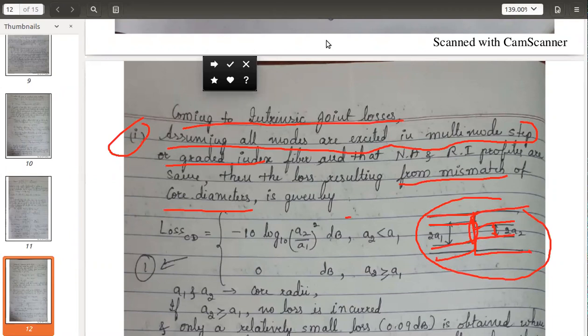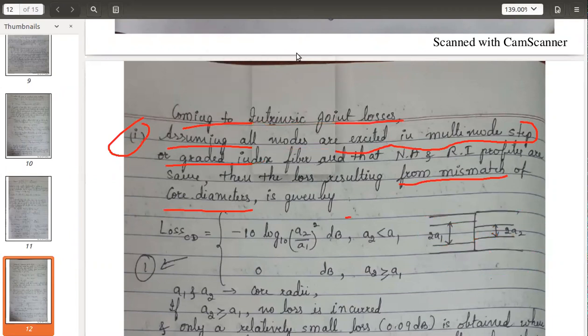Ideally, they should be the same. However, they are different here because of this mismatch. The different losses that exist, we call them intrinsic joint loss due to the mismatch in the core diameters. So the loss equation is, CD indicates core diameter, mismatch in the core diameter, it is given by minus 10 log to the base 10 of a2 by a1 whole squared. So a2 and a1 are the radii.